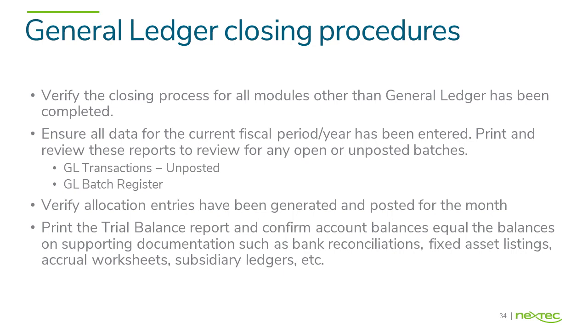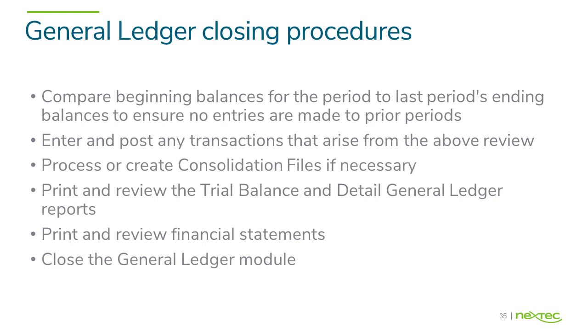Print your trial balance report. Confirm your account balances equal the balances on supporting documentation. So these are going to be things like bank reconciliations, fixed assets, any accrual worksheets, and your subsidiary ledgers tying out to inventory and the other modules as well. Make sure you compare the beginning balances for the period to last period's ending balances to make sure no other entries were made to prior periods. Enter and post any transactions that arise from the above review.